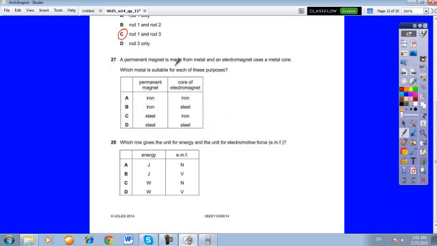Number 27. A permanent magnet is made from metal and an electromagnet uses a metal core. Which metal is suitable for these purposes? For permanent magnet, we need steel since iron is a temporary magnet. For the core of an electromagnet, we actually need a temporary magnet because we don't need it to keep its magnetism after switching off. For this reason, for permanent magnet we choose steel and for the core we choose iron. Part C.